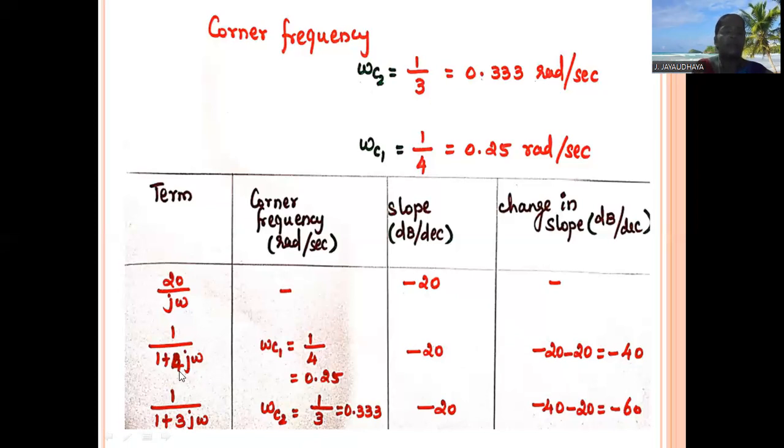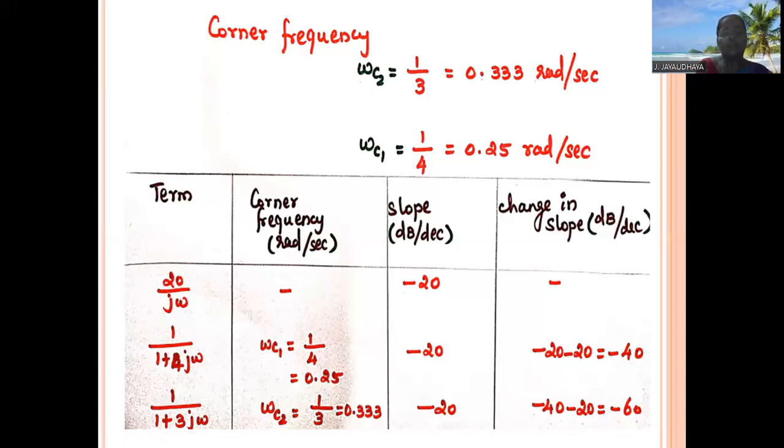Next, coming to the third term, 1 divided by 1 plus 3 into j omega. The corner frequency value is 1 divided by 3, which is equal to 0.33. So here also, in the denominator only, you are having an S term, so therefore minus 20. Then how to write the change in slope? The previous slope value is minus 40. You have to take only this value. So this is the previous value, minus 40. Then the present value is minus 20. So minus 40 minus 20 gives you minus 60.